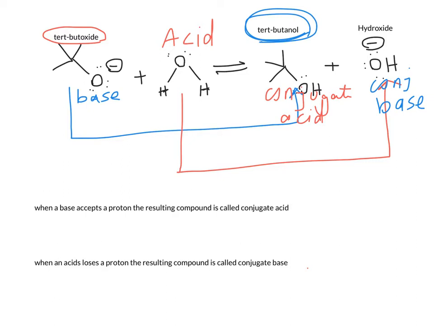When an acid loses a proton, the resulting compound is called the conjugate base. In this reaction, H2O is losing a proton. So H2O is the acid in this reaction. And after losing the proton, H2O becomes hydroxide. So hydroxide is the conjugate base of H2O in this reaction.